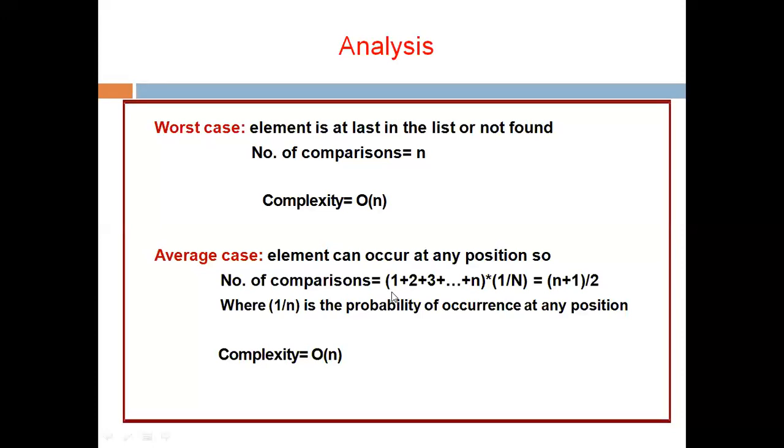So at first position 1 multiplied by 1 by n. At second position 2 multiplied by 1 by n. At third position 3 multiplied by 1 by n, and so on. At last position n multiplied by 1 by n. And hence it will be (n plus 1) divided by 2. So again the complexity becomes O(n). So in both conditions, worst case and average case, the time complexity of linear search is O(n).